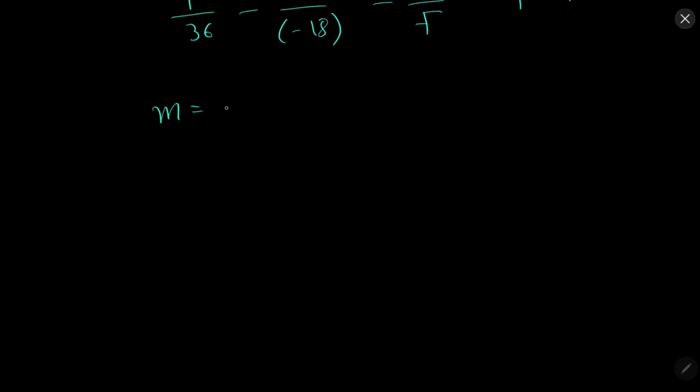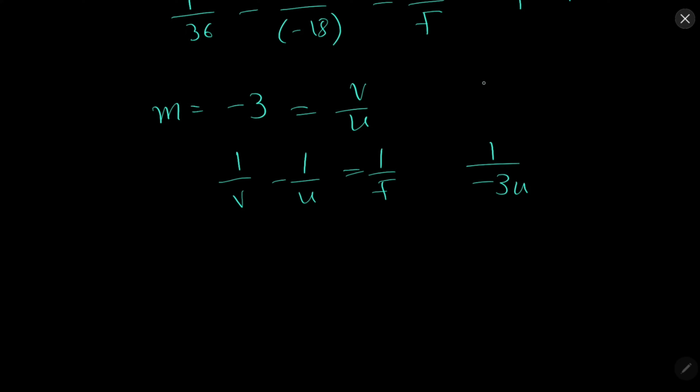Now for triple size image we will have this situation. So 1 by v minus 1 by u equal to 1 by f. So 1 by -3u, because v is -3u, minus 1 by u, equal to 1 by 12. So from here u will come out to be -16 centimeter.